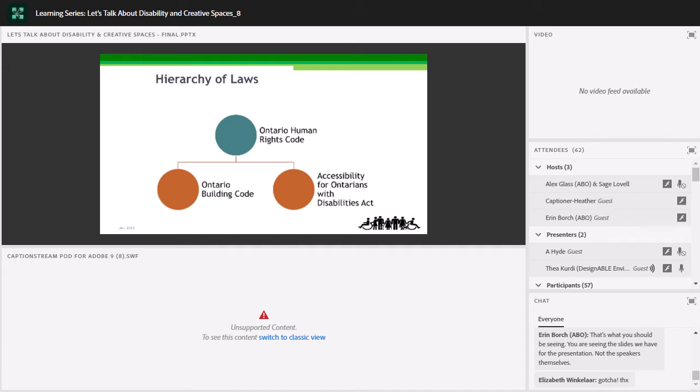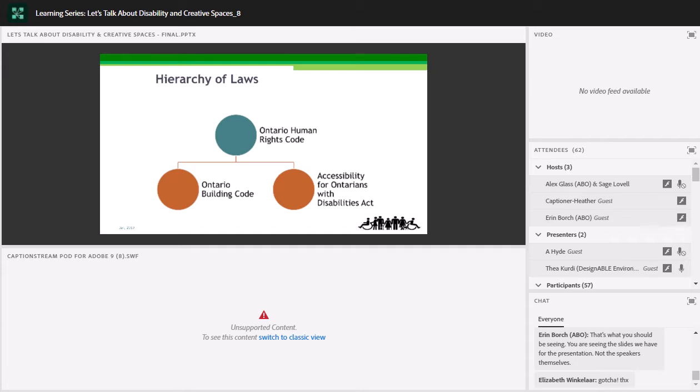And there's a hierarchy to our laws that many people aren't aware of. The Ontario Human Rights Code actually prevails over the OBC and the AODA. It's the higher law. So one of the difficulties can be that meeting the technical requirements for a new building or renovation that meet the OBC and the AODA does not necessarily mean you're meeting all the obligations under the Ontario Human Rights Code.